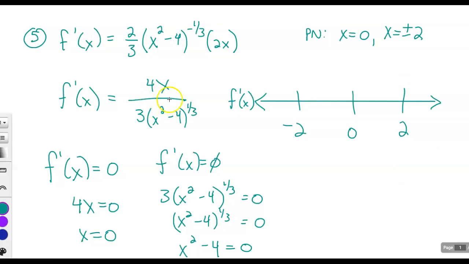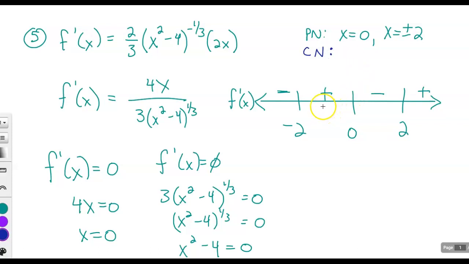So here's my derivative, okay? If I put in -3, the top's going to be negative, and the bottom's going to be positive. So it goes, let's see here, negative, positive, negative, positive. Okay, so now we have to check to see what is a critical number before we find our relative extrema.